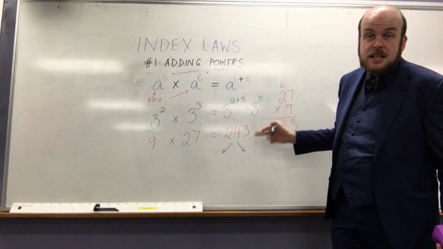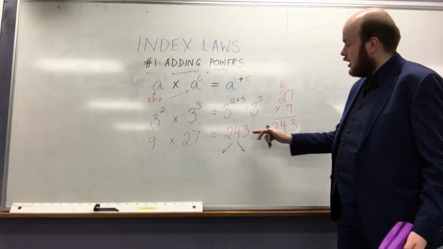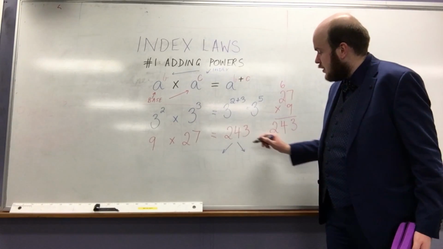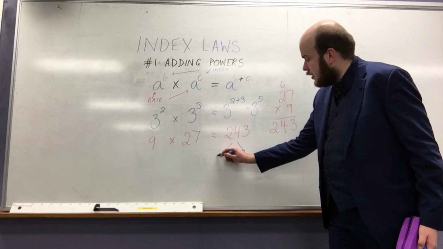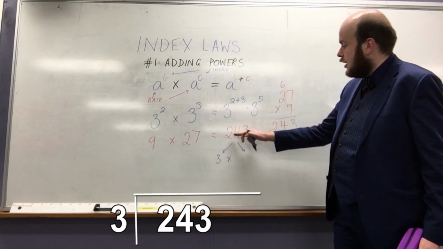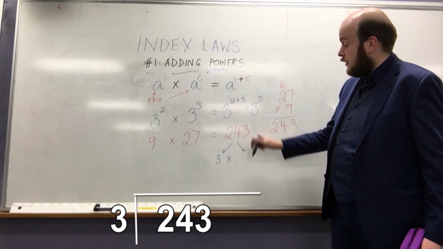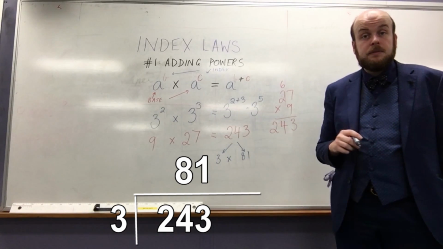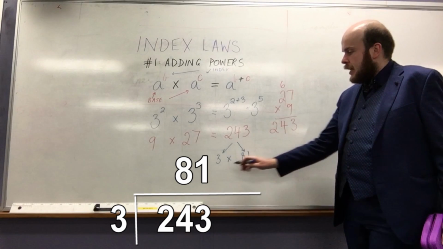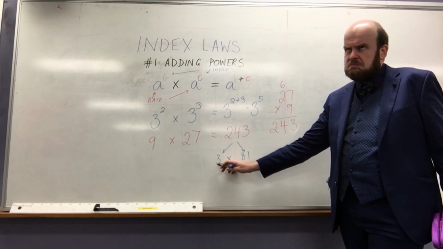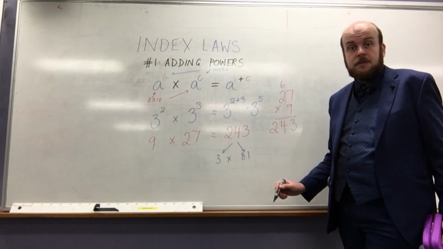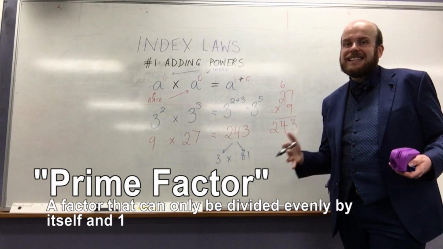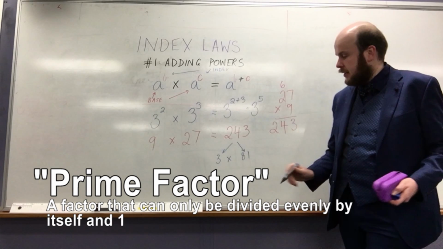If I didn't know my little multiplication here, 243, let's say divided by 3. What's 243 divided by 3? 3 goes into 24 8 times. 3 goes into 3 once. It's 3 times 81. That's handy. Can any numbers fit inside 3? No, just 1 and itself. It's what's called a prime factor. A prime factor means that only itself and the number 1 can fit inside.